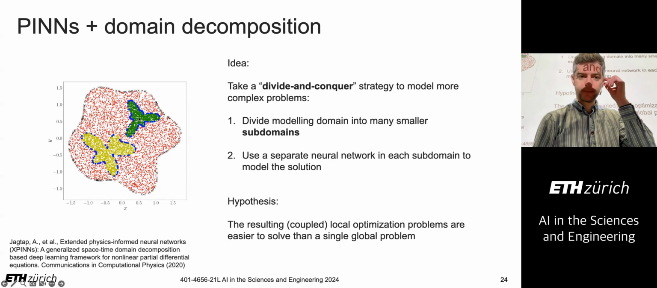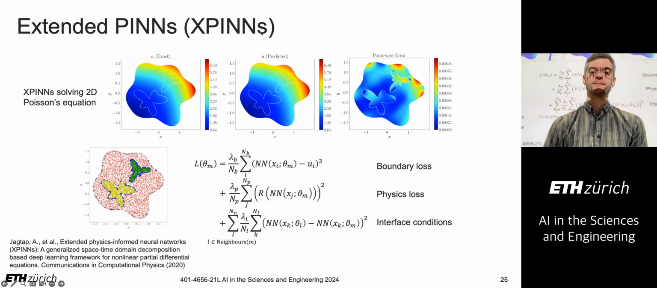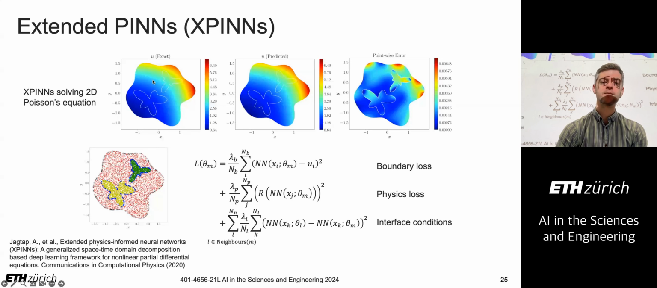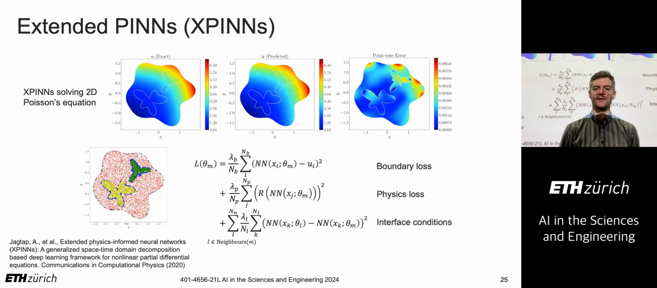Okay, so one of the first papers that proposed this idea was extended PINNs. So they did exactly this. They said, okay, here's my solution domain. I'm going to have 3 neural networks here, and each is going to tell me the solution. Each is going to take the coordinate as input and give me the solution as output, but it's only going to model it in that subdomain and not the whole solution. So then the question is, how do you train each of these networks, and what loss function do you use to train each of them?